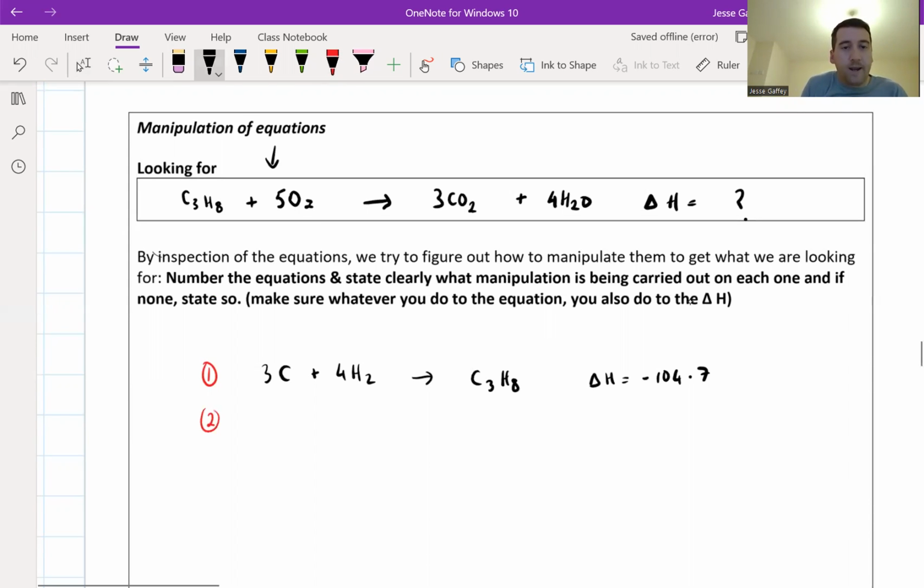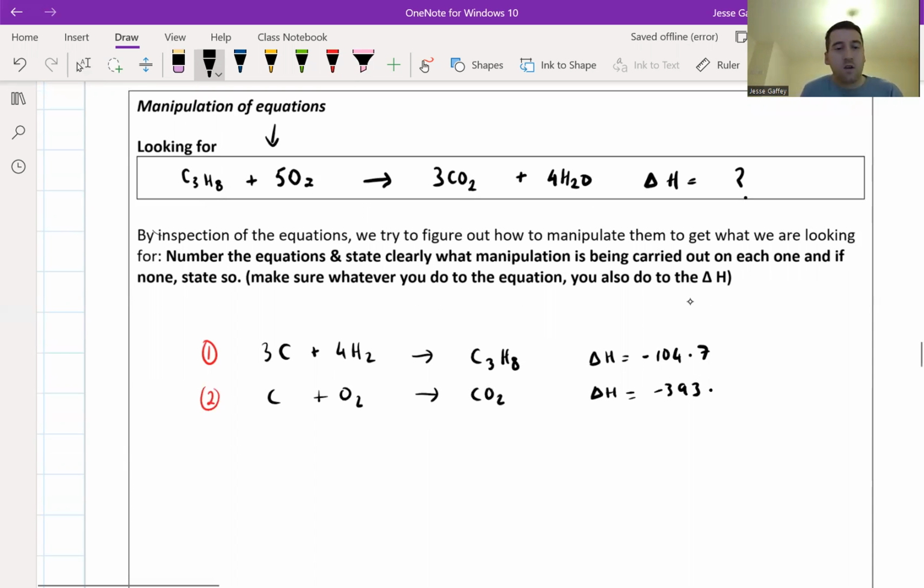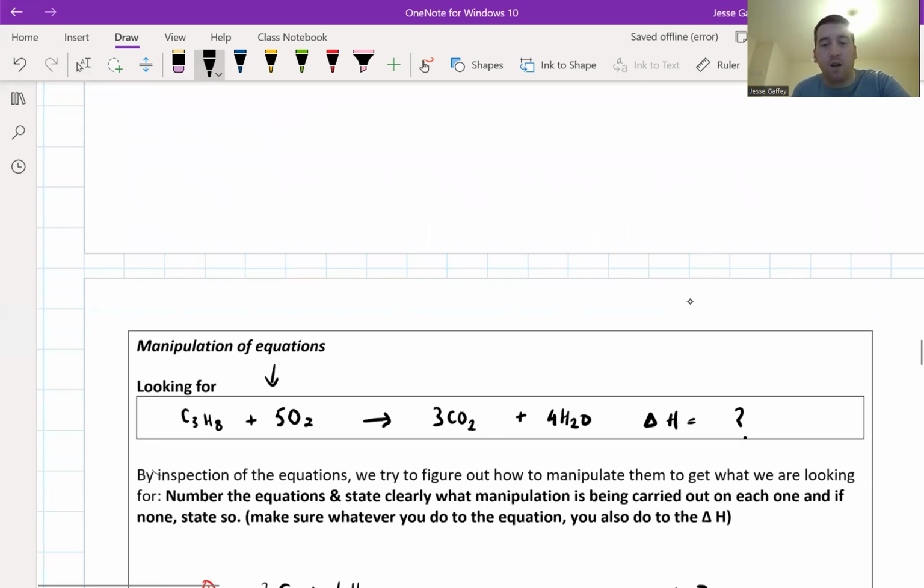Then we had number 2, which was forming CO2. It was just C plus O2, and that was giving me a delta H equal to minus 393.5. And then number 3 was forming water, H2O, from H2 plus a half O2, and that was giving me a delta H of minus 285.5.